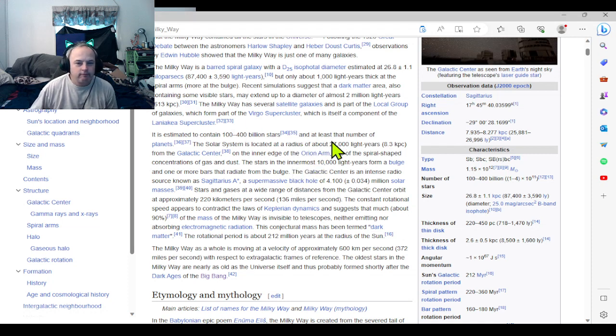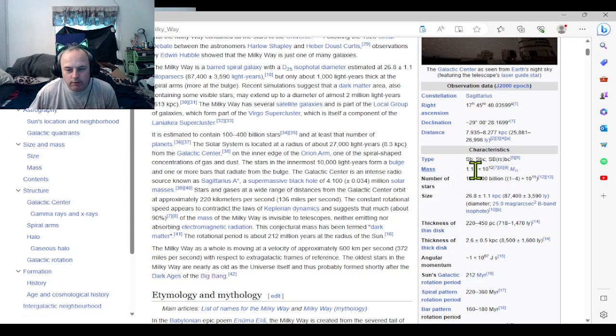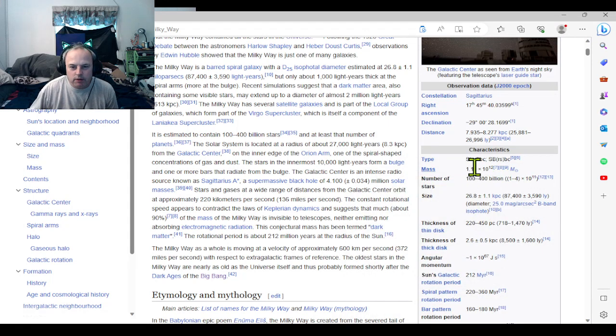So, over here, the mass of the Milky Way. Mass is the intrinsic property of a body. It is 1.15 times 10 to the 12th solar masses. A solar mass is, I believe, the weight of our sun. One solar mass is the mass of our sun, which is 2 times 10 to the 30th kilograms. Okay, that's fine, just as long as it's 1.15 solar masses.